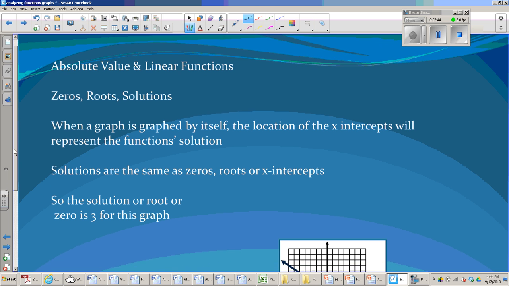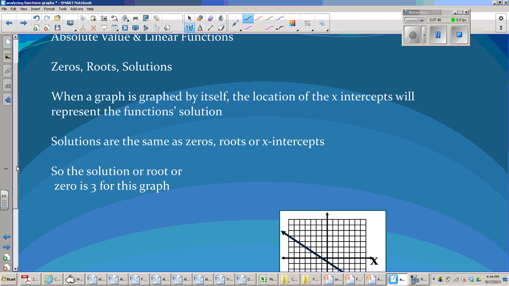Let's look at a few new vocabulary words for you. Zeros, roots, solutions. They all mean the same thing. When a graph is graphed by itself, the location of the x-intercepts will result in the function solution. So another word for zeros, roots, and solutions is x-intercepts. So if you find your x-intercepts, you found your zeros, your roots, and your solutions.